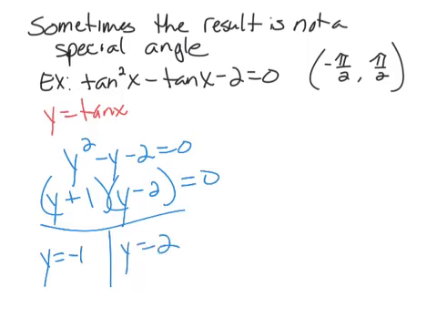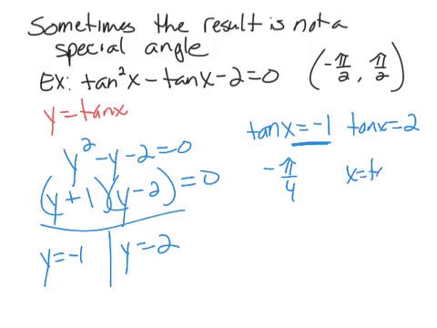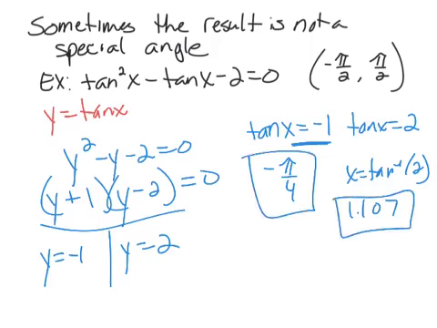Now tangent can actually be greater than 1, so I'm not going to cross that out. I end up with tangent of x is equal to negative 1, and tangent of x is equal to 2. In this case, this happens to be a special angle. That's negative pi over 4. But this one, you would use the inverse tangent to get an answer. And in this case, it ends up being about 1.107, because the tangent is positive in the first quadrant, and that's why you would just have this one answer. So sometimes you have to use the inverse function to solve these.